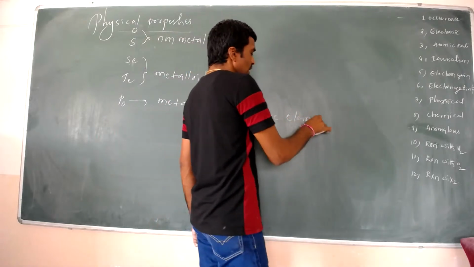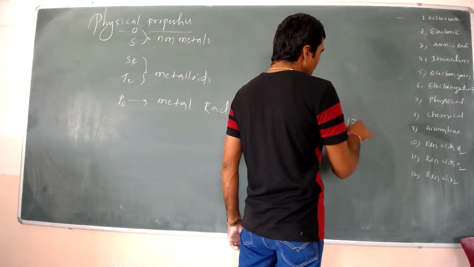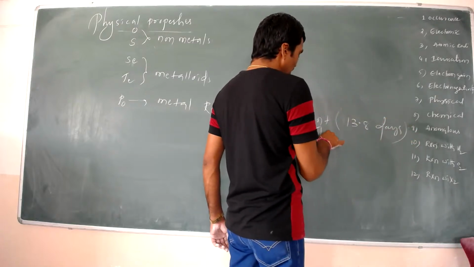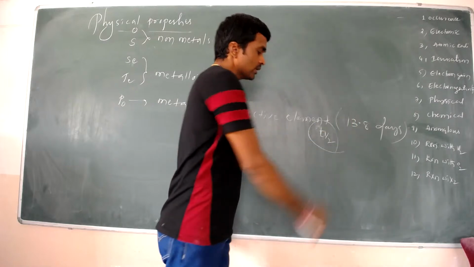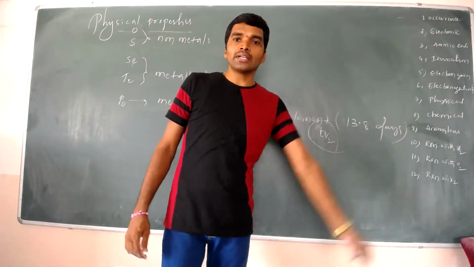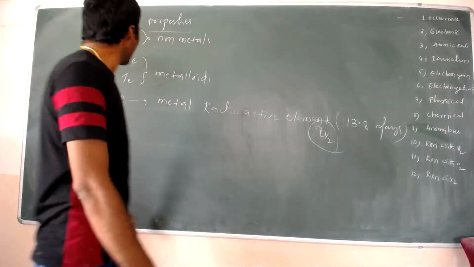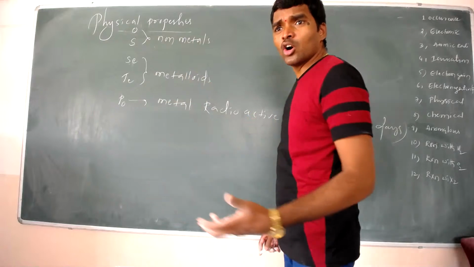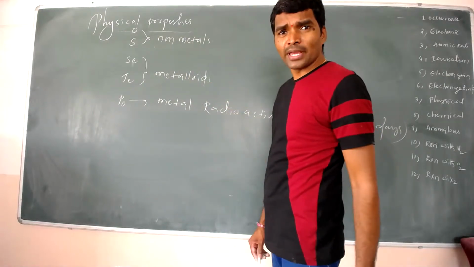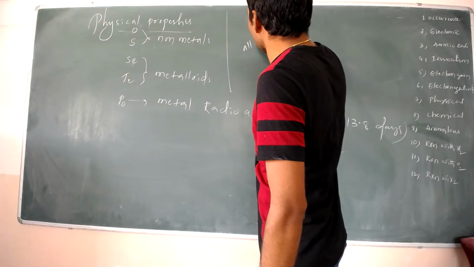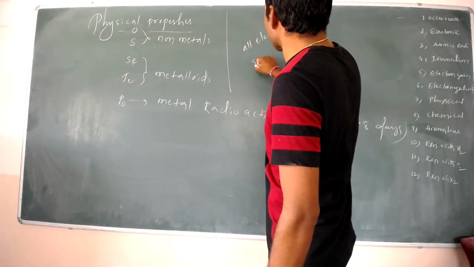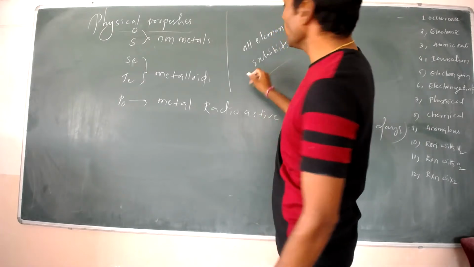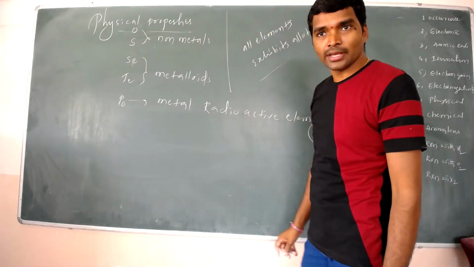Radioactive element, and I told you its half-life is 13.8 days only. And you see, in this sixth group, all elements exhibit allotropy.